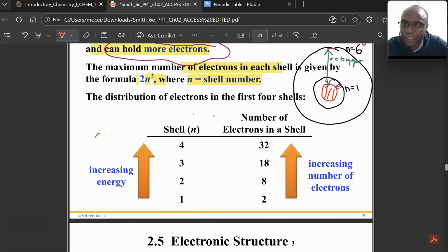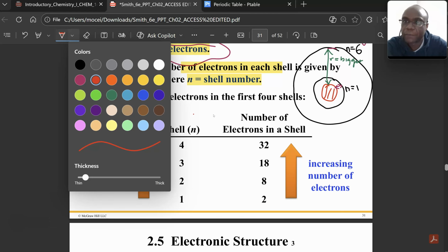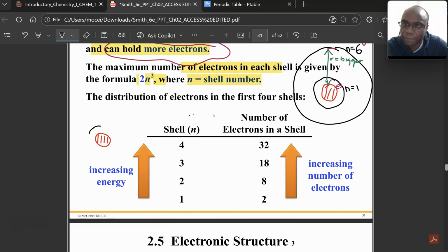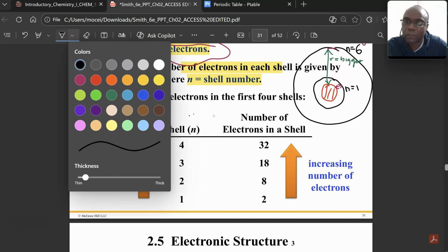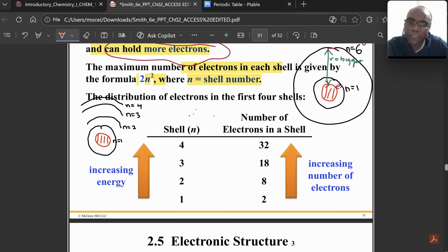So again, pretend that this is your nucleus, and then let's just draw circles. So this is n equals 1, and then I'm just going to draw a complete circle n equals 2, a complete circle n equals 3, a complete circle n equals 4. So those n's are principal quantum numbers and correlate to the number of energy levels. So if I want to know how many electrons are going to be in n equals 1, I'll use the formula 2n squared. So 2 times 1 squared equals 2. So the first shell can only carry 2 electrons.